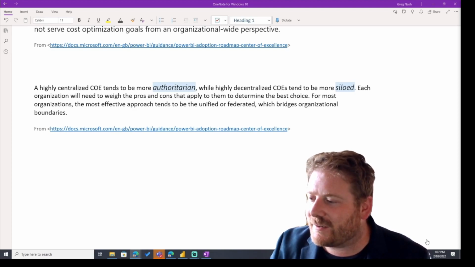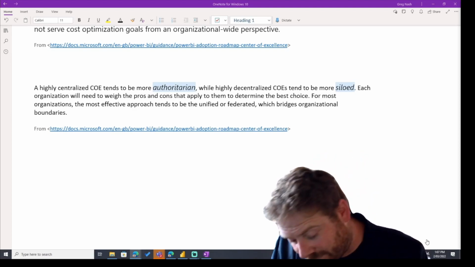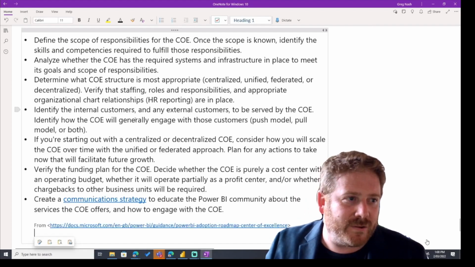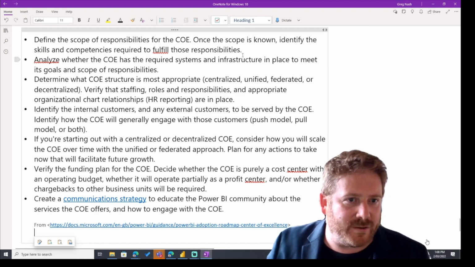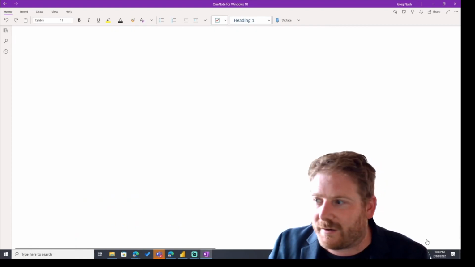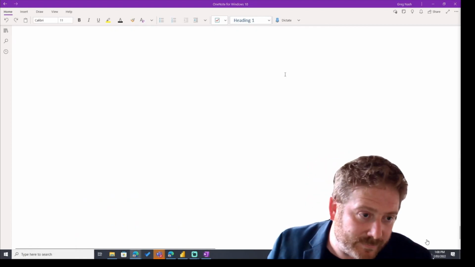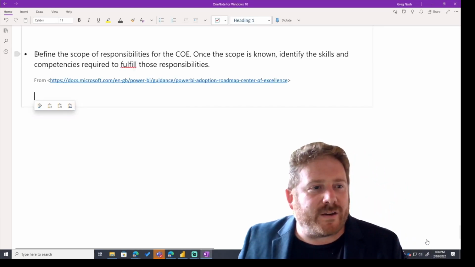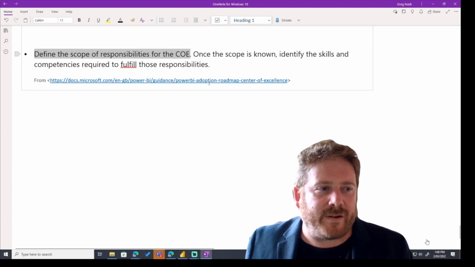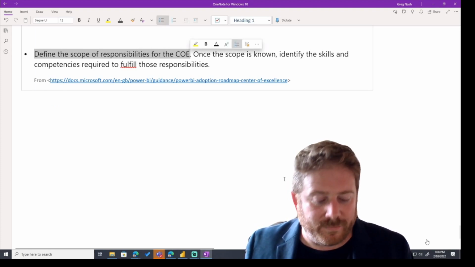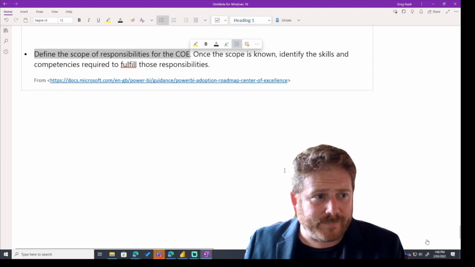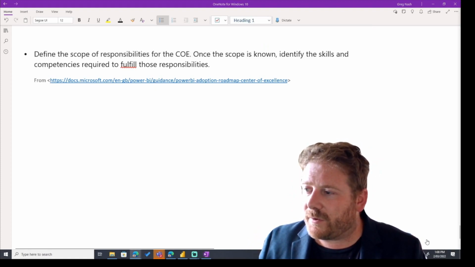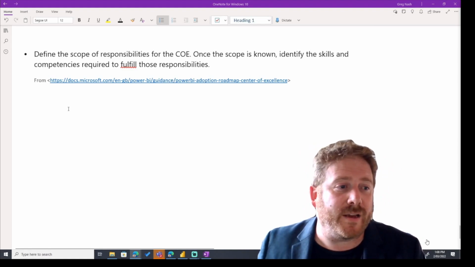Okay, key actions. This is what we want, just to round this off. What do you need to consider, or what are the actions you need to take to set up your center of excellence? This is too much text. I'm going to do it one at a time so you don't have to read it all at once. Okay, define the scope of responsibilities for the COE. Very important. So write down who does what. Skills and competencies. So you need to know who's doing what and what the skills you need for that COE.